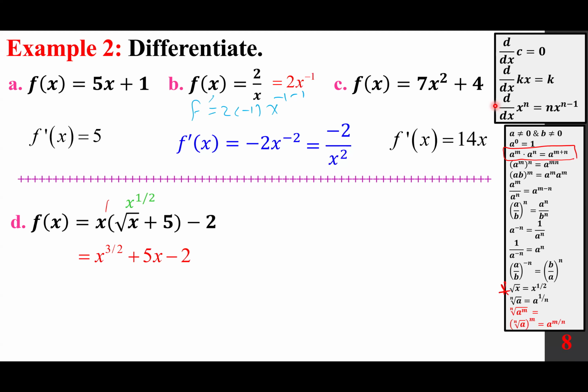Term by term. The first one, 3/2, x to the power of 3/2 minus 1, which is 1/2. 5x is 5. Negative 2, we don't write it because it's 0. And x to the power of 1/2, we know it's square root of x. We change it accordingly. The final answer is 3/2 square root of x plus 5.